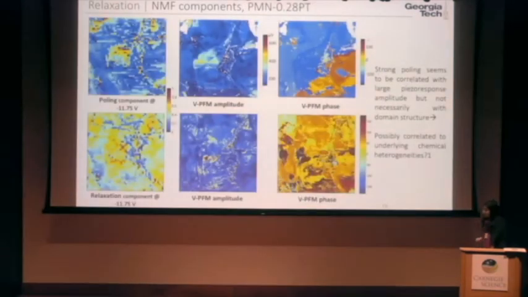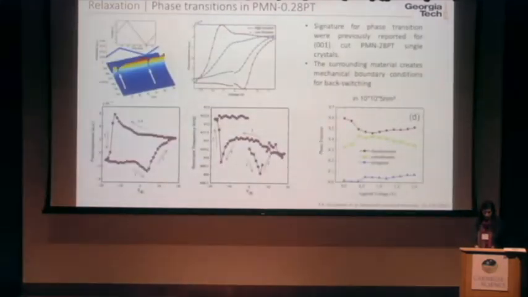The first thing we looked at is where do these different components appear? The poling component actually matches really well with the locations where we have observed a very high piezo response amplitude in the sample itself. It doesn't necessarily produce anything special in the phase, which would be the polarization more correlated to the structural changes in the material itself.